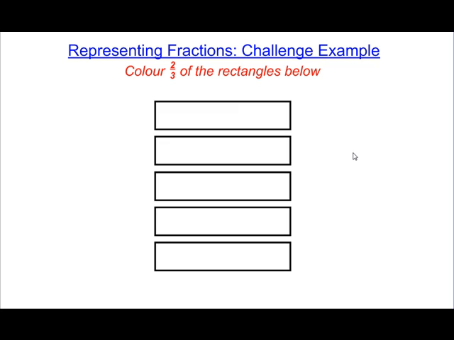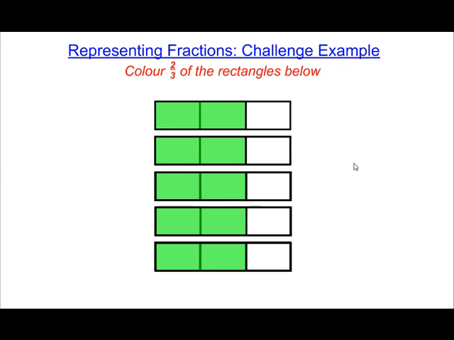Well, let's make it easy by looking at each individual rectangle and divide each one into 3 equal parts, or thirds. Like so. Now back to the question. How many do I need to color in? 2/3. 2 out of 3. So I need to color in 2 out of 3 parts in each rectangle. I'm therefore coloring 2/3 of that rectangle.